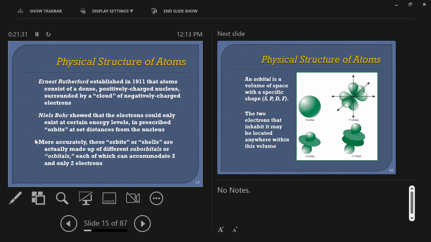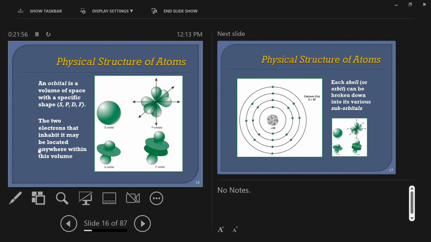These orbits or shells, and this is now maybe more than you want, and I bet this confused you. These orbits or shells are actually made up of different what are called suborbitals or orbitals, each of which accommodate 2 and only 2 electrons. So I'm going to show you the picture of what we call an orbital, and then I'm never going to talk about it again, okay? Because you do not need it for radiography, all right?